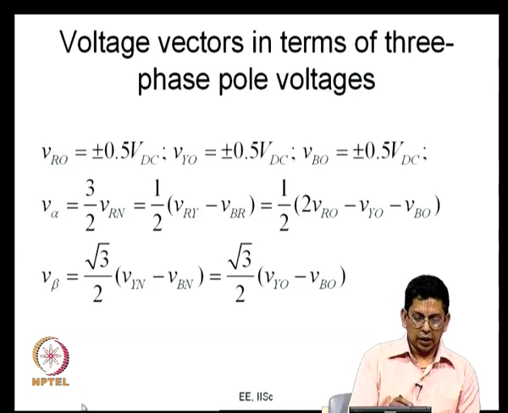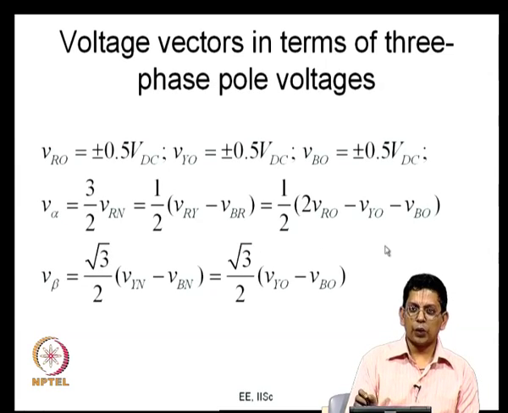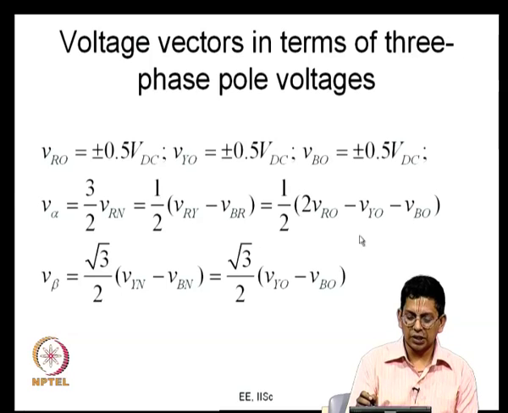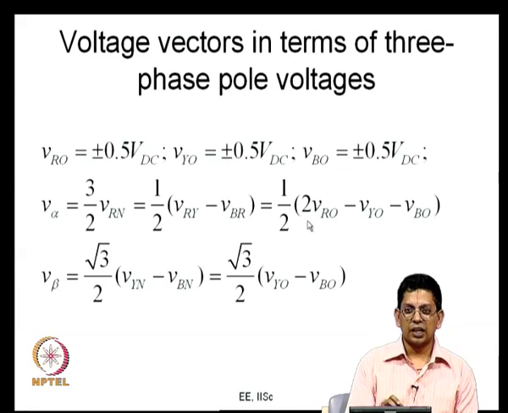And we also looked at the 8 sets of values of VRO, VYO and VBO. For 2 sets of them, VRO, VYO and VBO are equal, that is the 0 state. All 3 are equal to plus VDC by 2 or all 3 are equal to minus VDC by 2. It is easy to see that when VYO and VBO are equal, V beta is 0, and when all 3 VRO, VYO, VBO are equal, V alpha is also equal to 0. So, the 2 0 states lead to V alpha equal to 0 and V beta equal to 0, that is they lead to a null vector, and all the other states lead to vectors of magnitude VDC. These are called active states and the corresponding vectors are called active vectors.